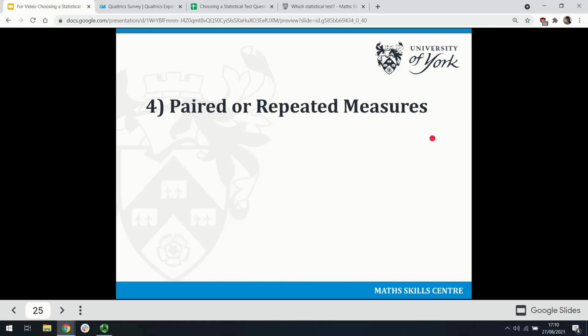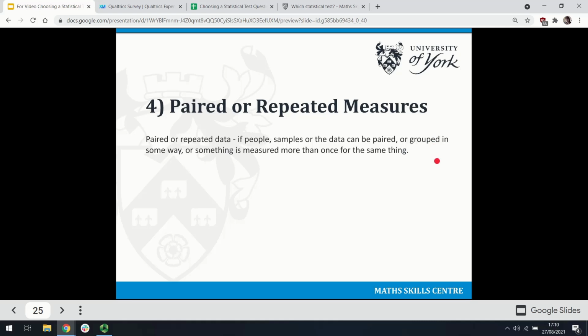Right, the next thing we need to think about is whether we have data which is paired in any way or whether it's repeated measures. You get paired or repeated data if people or samples or the data can be paired or grouped in some way, or you have something where it's been measured more than once for the same thing. Right, so maybe that's a little bit theoretical, so I'll use some examples to illustrate that.